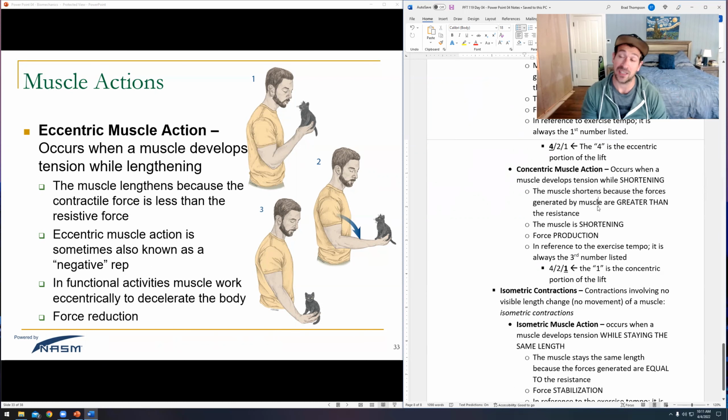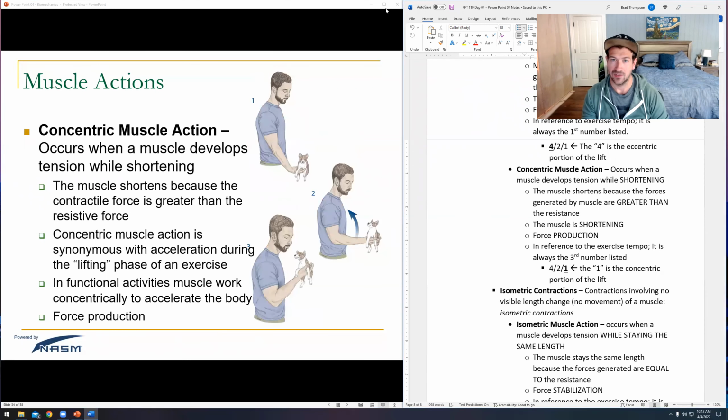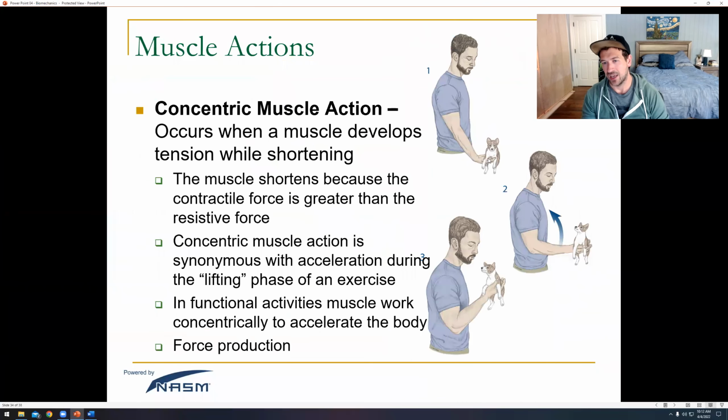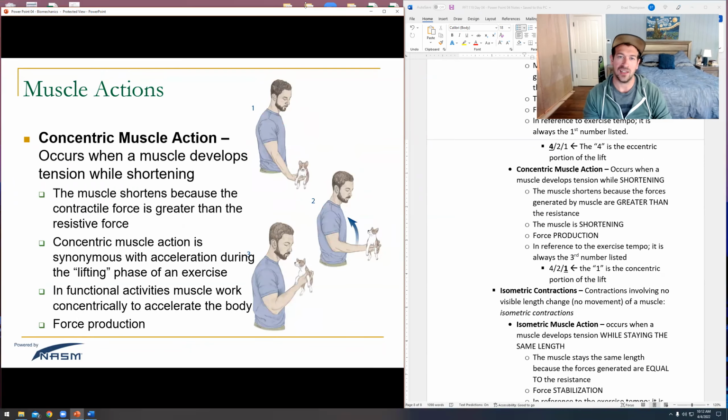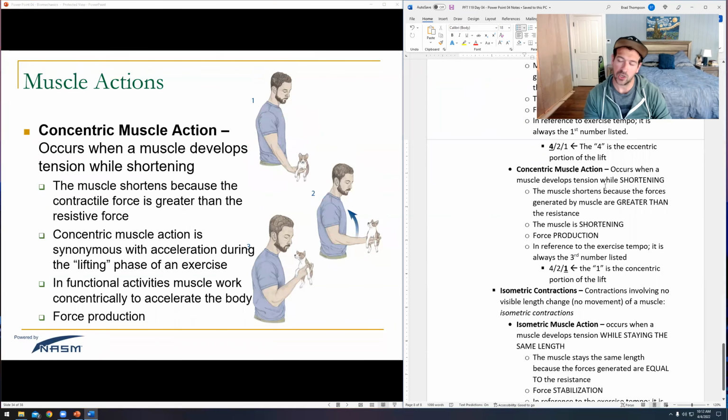So the muscle shortens because it's generating more force than whatever resistance it's working against. So this guy doesn't like cats. He does like puppies, right? So the puppy's down here. Let's say it weighs 8 pounds. He's going to generate more than 8 pounds of force. Therefore, his bicep muscle is going to slide. It's going to do the sliding filament model, and it's going to shorten and drag the bone upwards, right? So concentric actions occur when the muscle is shortening.